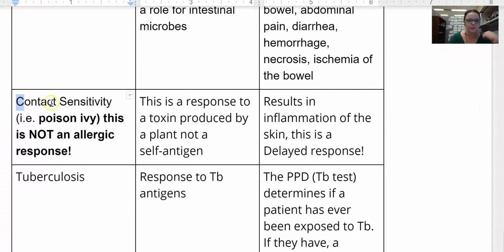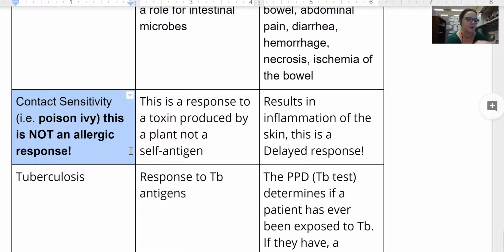This one is something that I want you to pay attention to. So contact sensitivity is a type IV hypersensitivity response, okay? An example of this is poison ivy. This is basically produced by a toxin on the plant, not a self-antigen, but you still are responding inappropriately, and you get this inflammation.